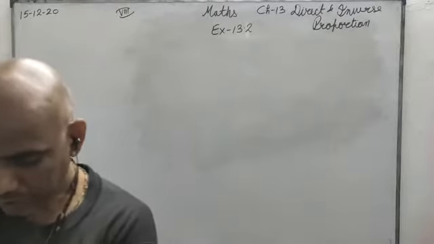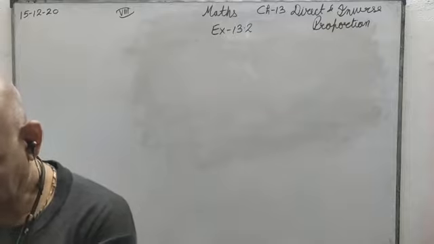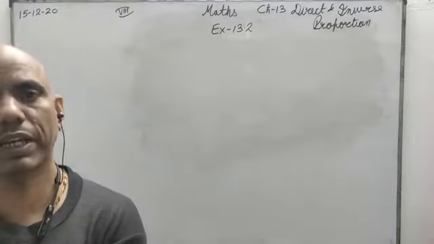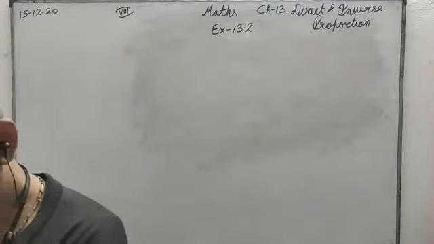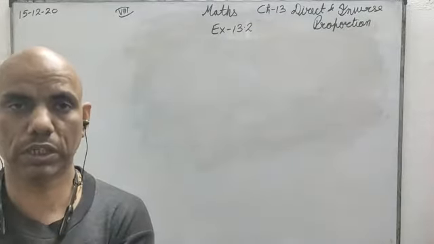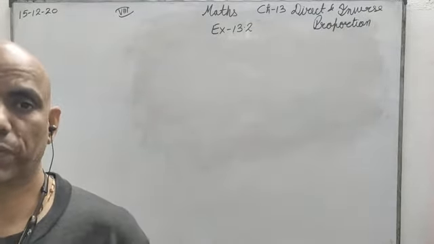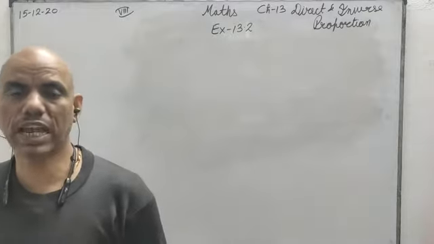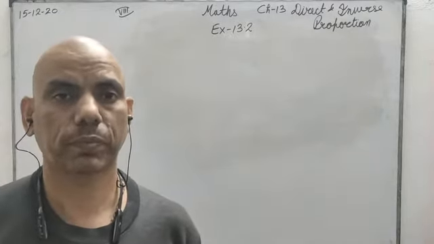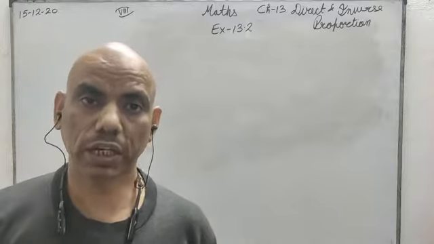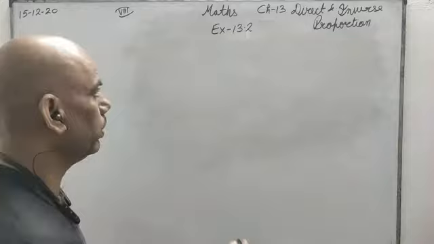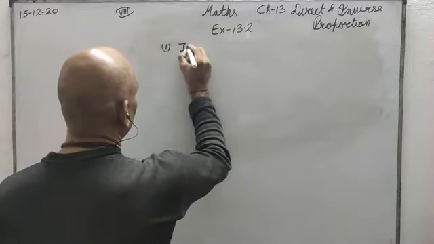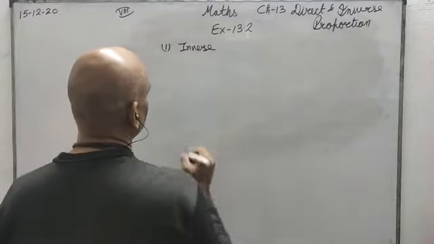Have a look at question number 1. Which of the following are in inverse proportion? You will simply have to tell whether it is inverse proportion or direct proportion. The number of workers on a job and the time to complete the job. There are two things, number of workers and time to complete. If the number of workers increases, will the time decrease or increase? Time will surely decrease. If there are more people, they will finish the job in less time. So it is a case of inverse proportion.